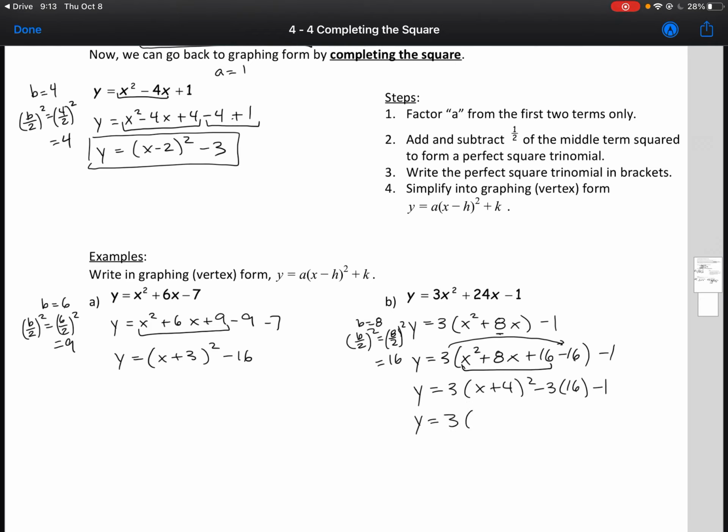So simplifying this into vertex form, I would have 3 times 16 would be minus 48, minus 1, would end up being minus 49. Okay. So the important step is to make sure to keep everything inside the bracket after you've factored. Second important step is to remember to multiply that last term that you're subtracting by whatever you factored out initially.